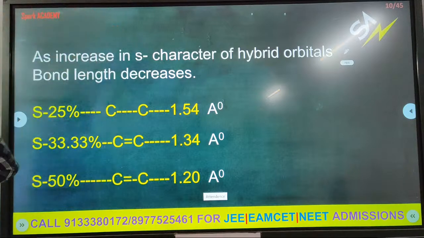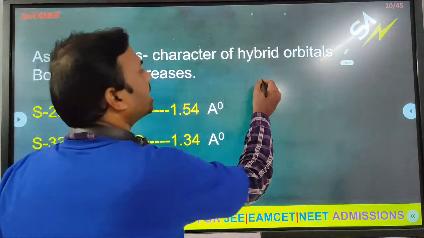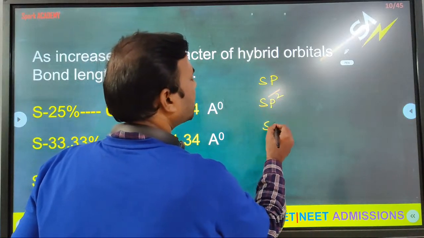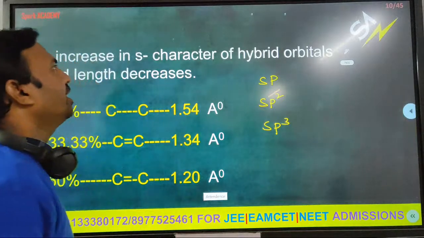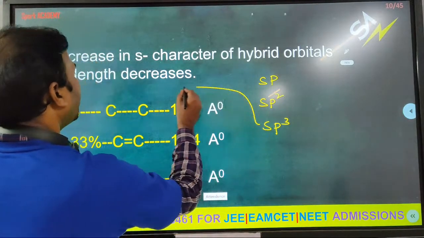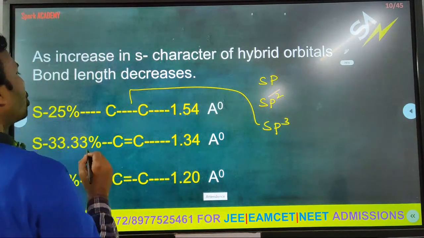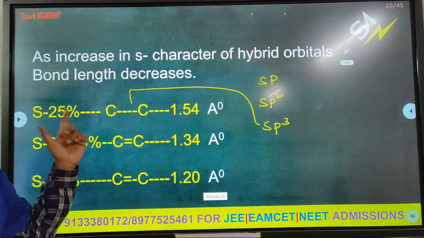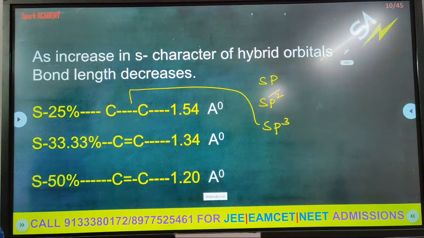Now statement number 1: as the S character increases. If we take the hybrid orbitals, sp, sp2, sp3 hybridization, in that S character, first sp3 hybridization. In sp3 hybridization, carbon-carbon contain a single bond. What is the bond order? In the case of an sp3 hybridized molecule, it is a single bond.